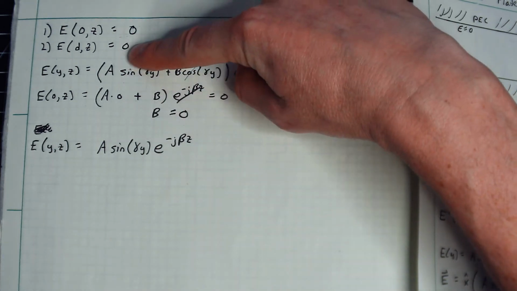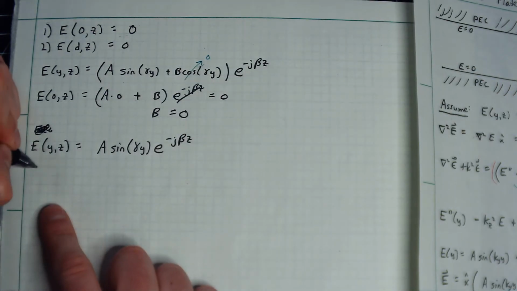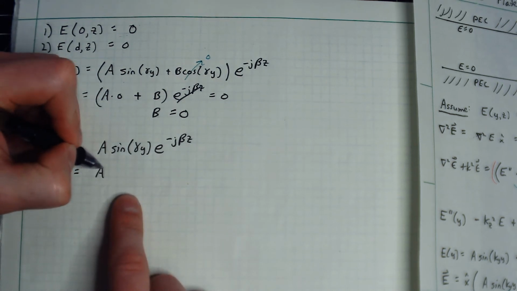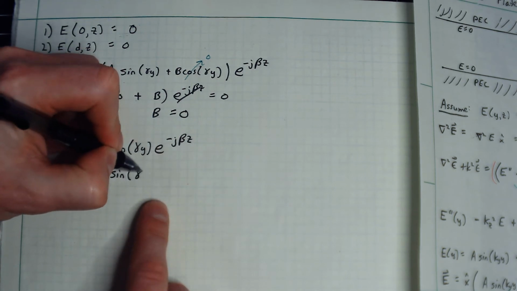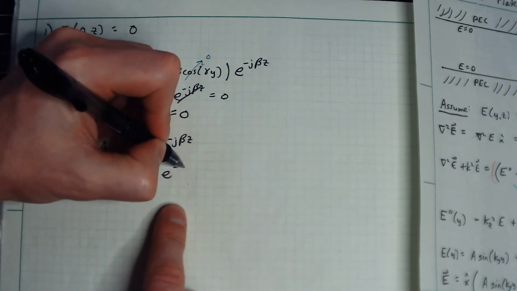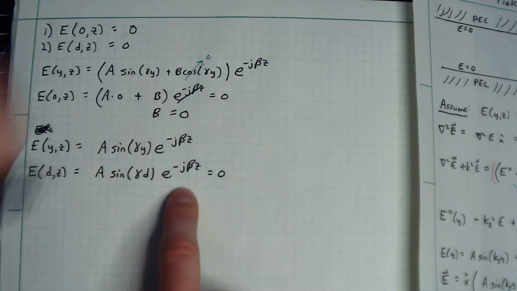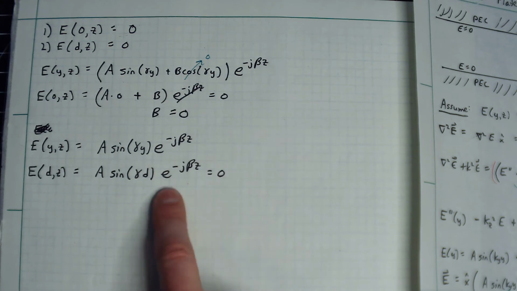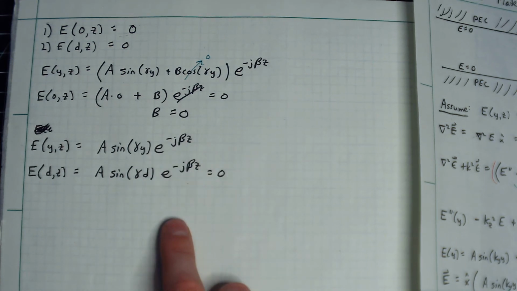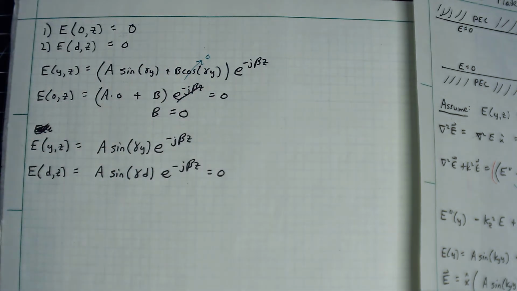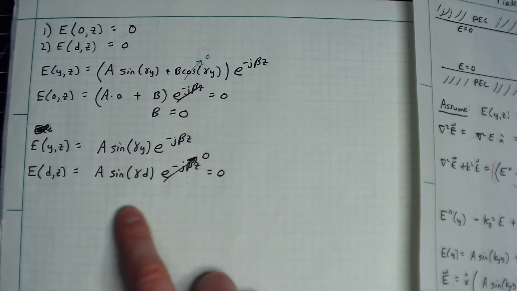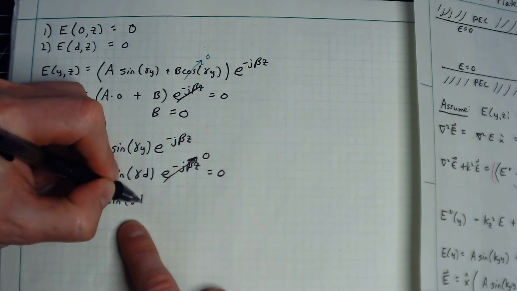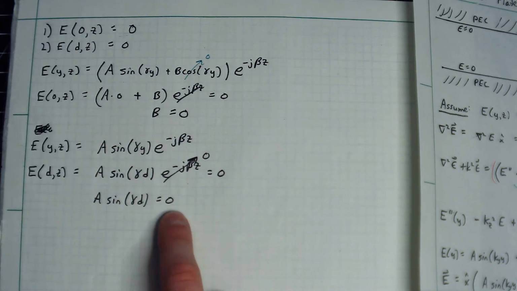I'm now going to apply my second boundary condition up here, and I'm just going to say E of d comma z is equal to a sine gamma d e to the minus j beta z is equal to 0. So I just plugged in a d for y. And again, the same thing happened. This factor can't change anything because it's a common factor. So that's going to go away in 0. And I am basically just left with a sine gamma d is equal to 0.